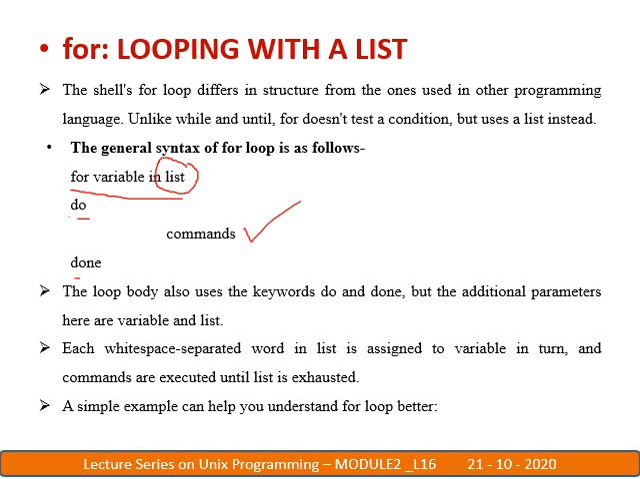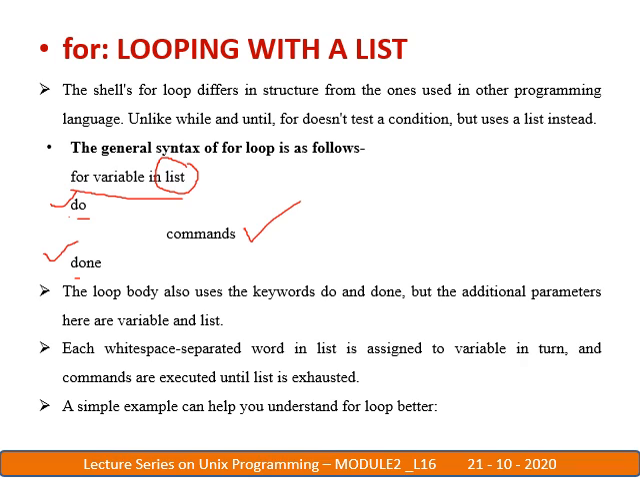The loop body, that is, the commands, uses the keywords do and done, same as the while loop. The additional parameters here are the variable and the list. Each white-space separated word in the list will be assigned to the variable in turn, and the commands are executed until the list is exhausted. Once the list values are exhausted, the loop ends.